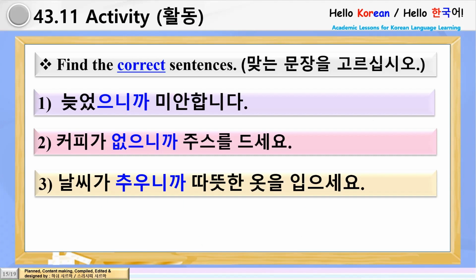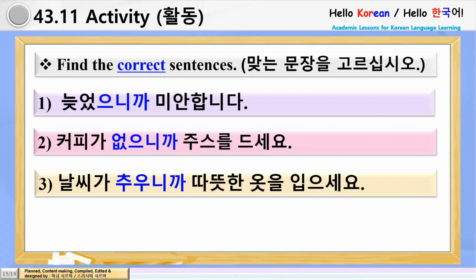Next point. This is one activity. Please find out the correct sentences. Number one is nujasa nika miyan hamnida. Number two and number three. How do you have to check? First check if the ending is suggestion, order, proposal or command, is there or not. Number two, is it a personal statement or emotion? And then check the conjugation. And check whether the first part is the reason for the second part of the sentence or not. In this sequence, you have to find out the correct sentences. Take your time, pause the screen and find out.